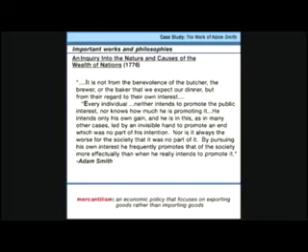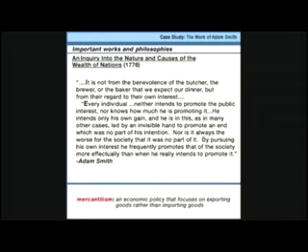It is not from the benevolence of the butcher, the brewer, or the baker that we expect our dinner, but from their regard to their own interest. Every individual neither intends to promote the public interest nor knows how much he is promoting it. He intends only his own gain, and he is in this, as in many other cases, led by an invisible hand to promote an end which was no part of his intention. Nor is it always the worse for society that it was no part of it. By pursuing his own interest, he frequently promotes that of the society more effectually than when he really intends to promote it.